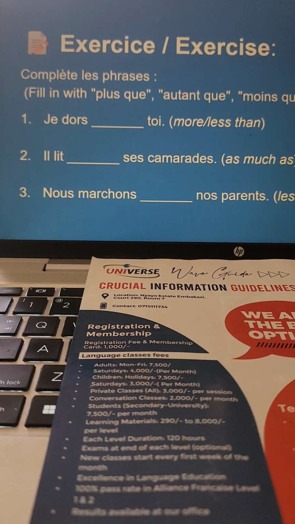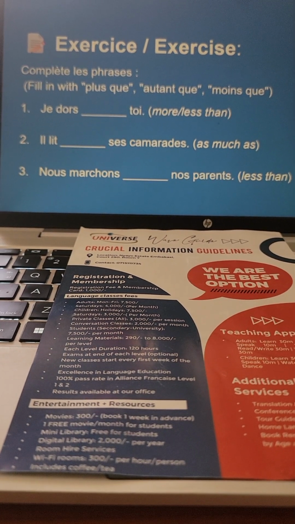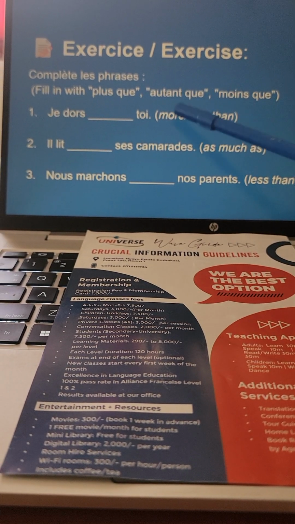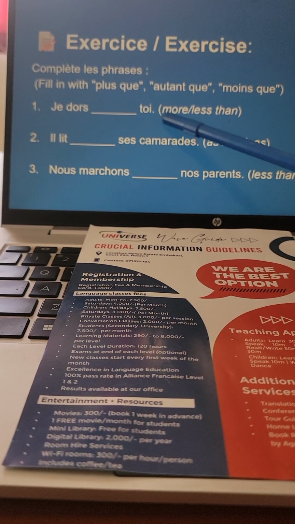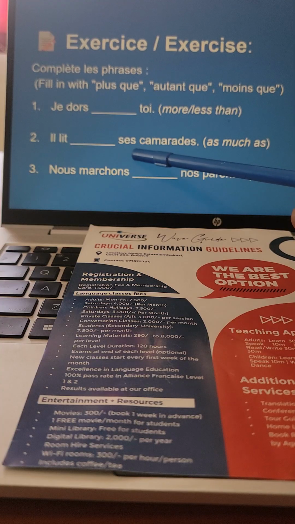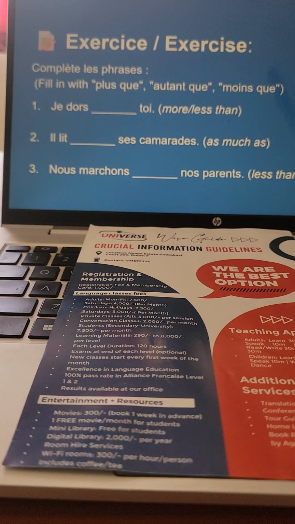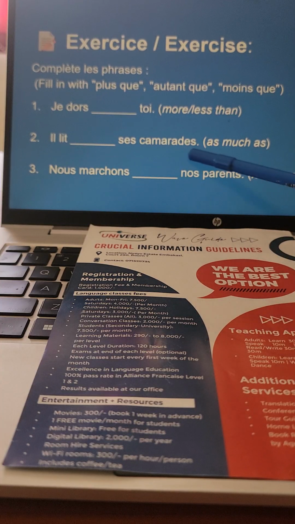Complète les phrases. Fill in with plus que, autant que, moins que. We have some more possibilities there. More or less than. Je dors, I sleep. Je dors plus que toi. Je dors moins que toi. Il lit ses camarades, as much as. I said you can pause so that you can try before you get the answers. So, il lit, he reads. Il lit autant que ses camarades, as much as.